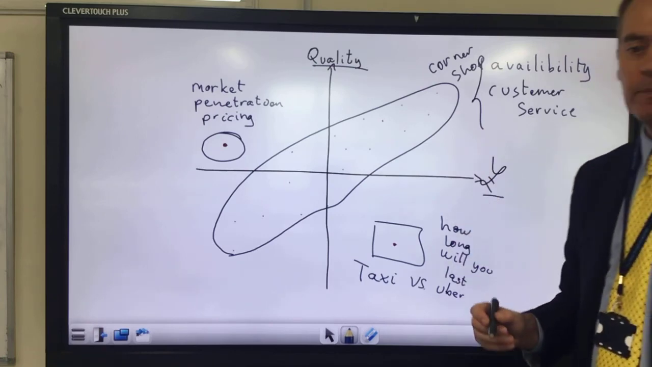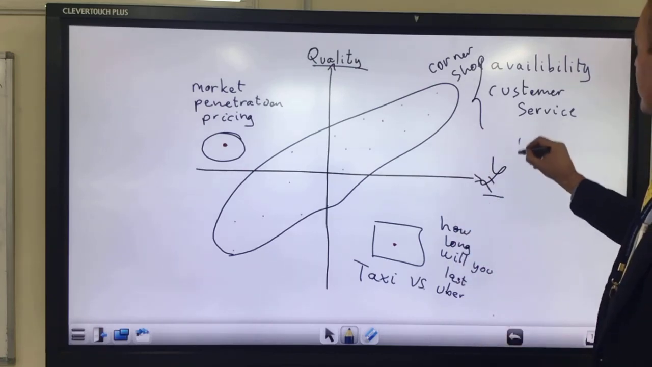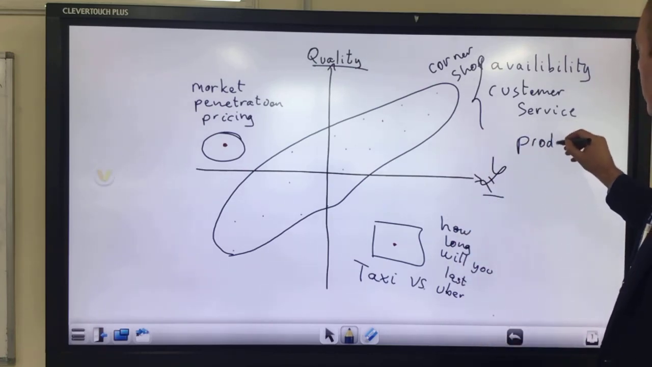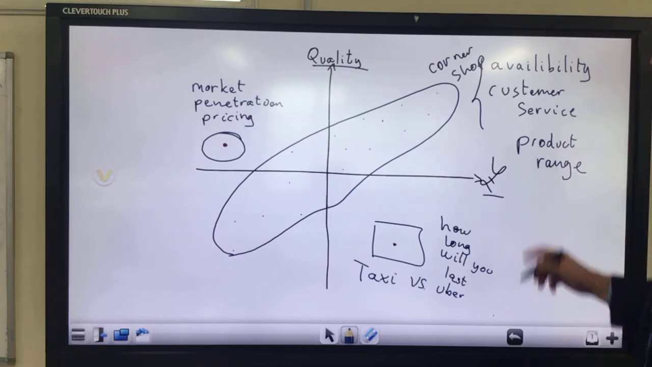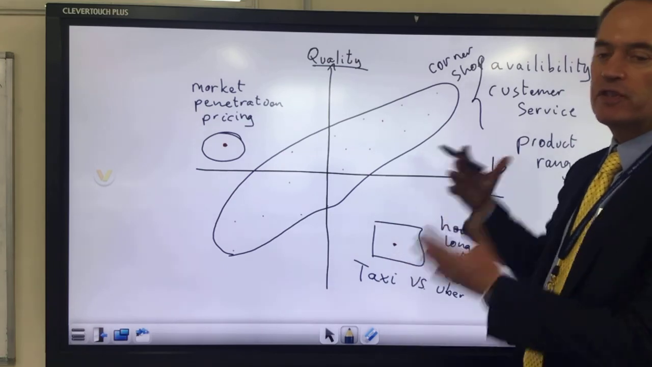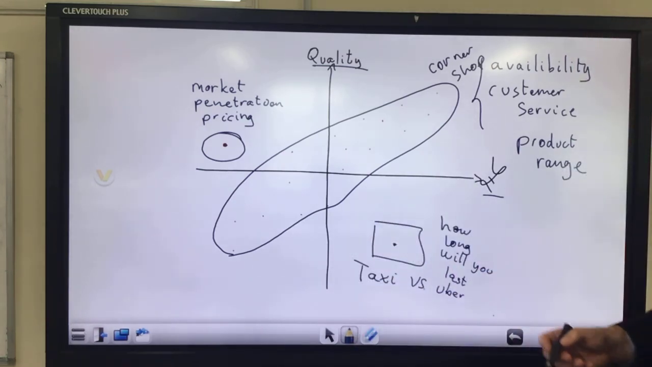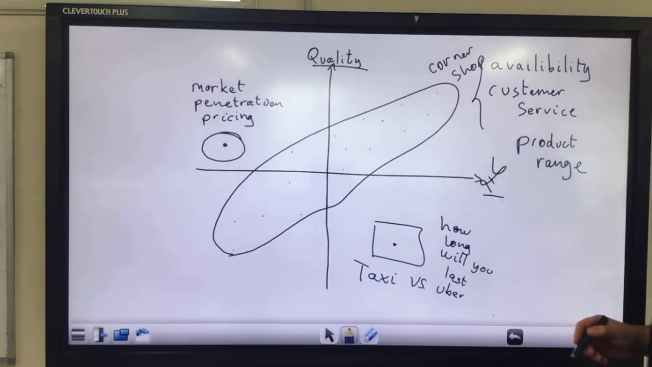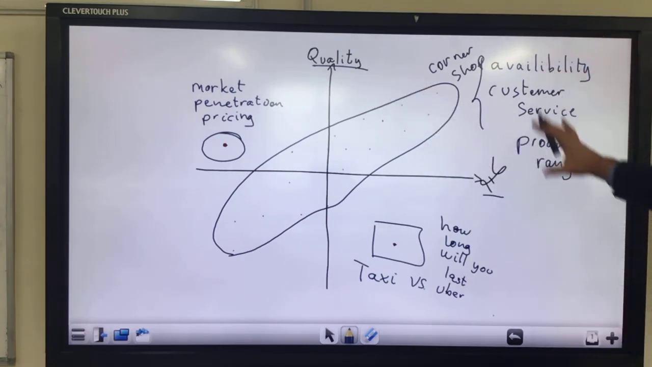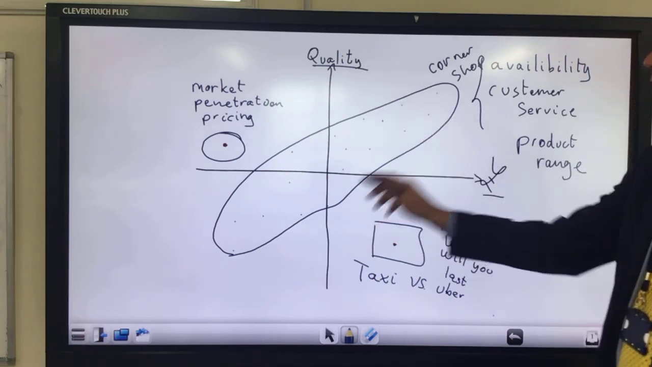It's around the corner. You could have product range. Is there more choice if you go to this shop compared to another shop? Another, well, quality we've already got over here. So there are other ways you can map the market using two axes like that.